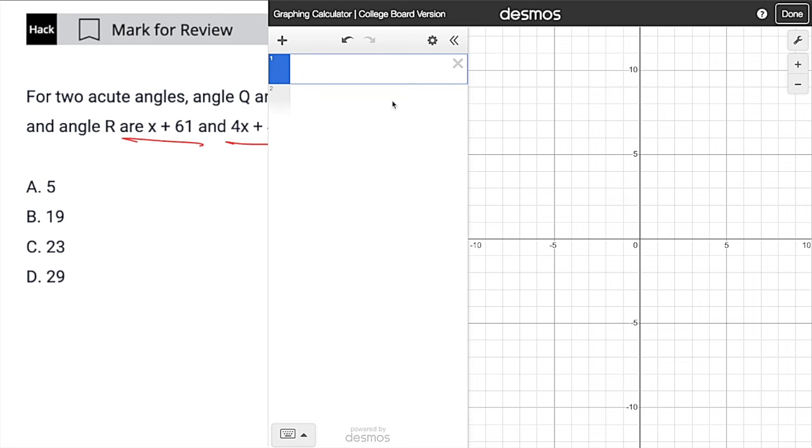So we can pull Desmos up. We'll change x to a so that we can use our squiggly. A plus 61 plus 4a plus 4 is going to be equal or squiggly to 90. And just like that, it'll give us the value of a, which we subbed in for x, so our answer is 5.